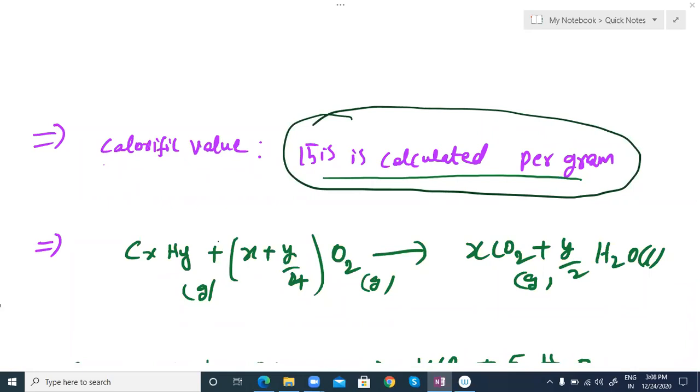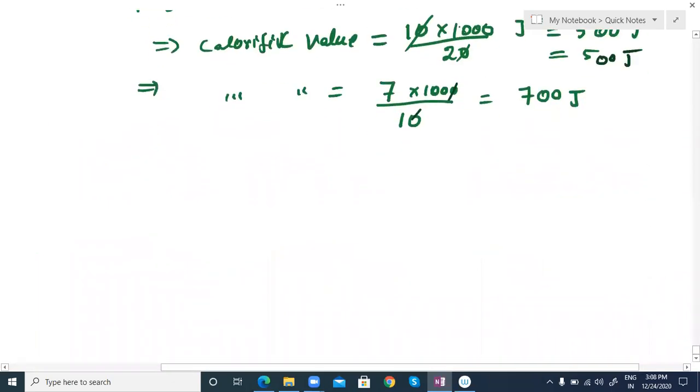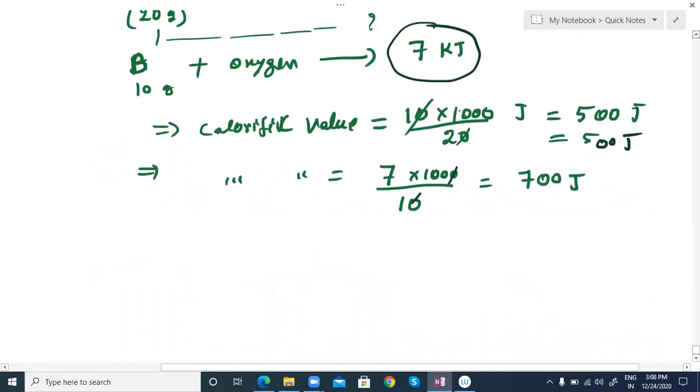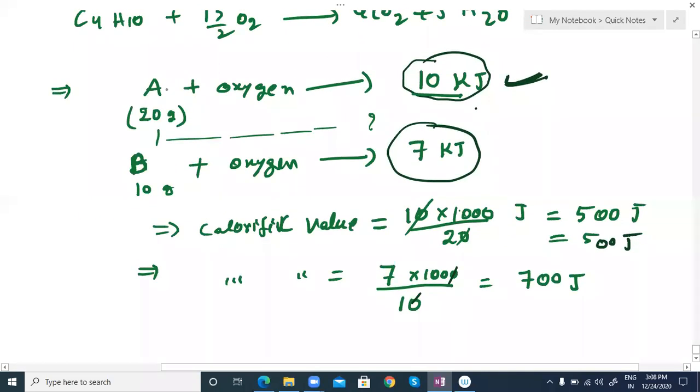Okay, the last example I gave, only one example, A and B. Which one has more calorific value? That is the question. A after burning gives 10 kilojoules, B after burning gives 7 kilojoules. So which one has more calorific value? For the calorific value formula, whatever energy you are getting, I have to calculate per gram. So 20 grams gives 10 kilojoules of energy, then 1 gram how much? That's only the calorific value. Same for B also.